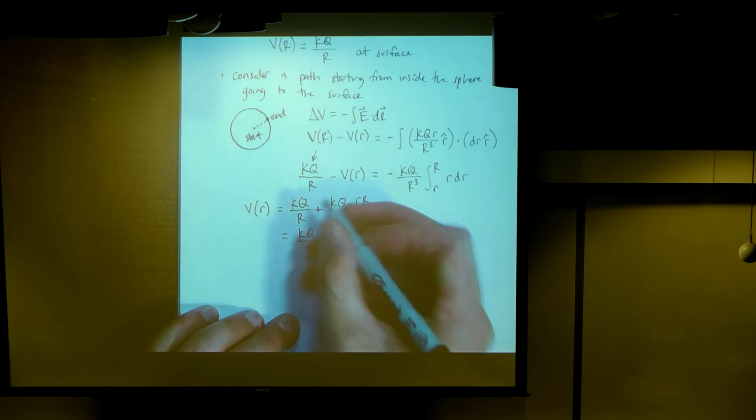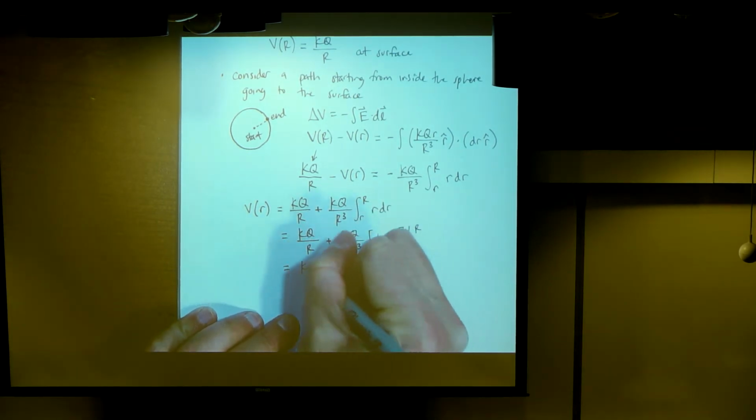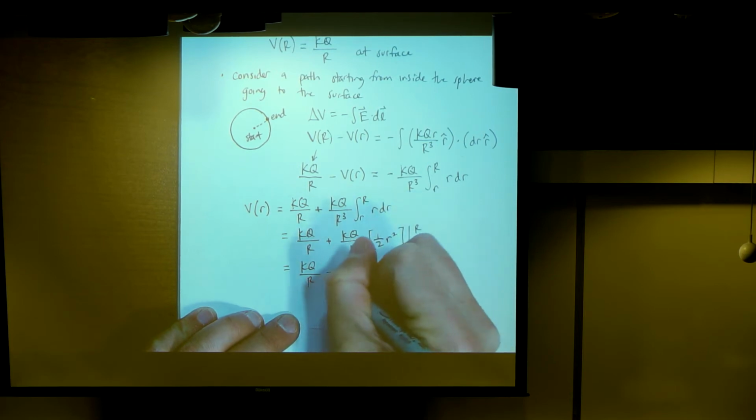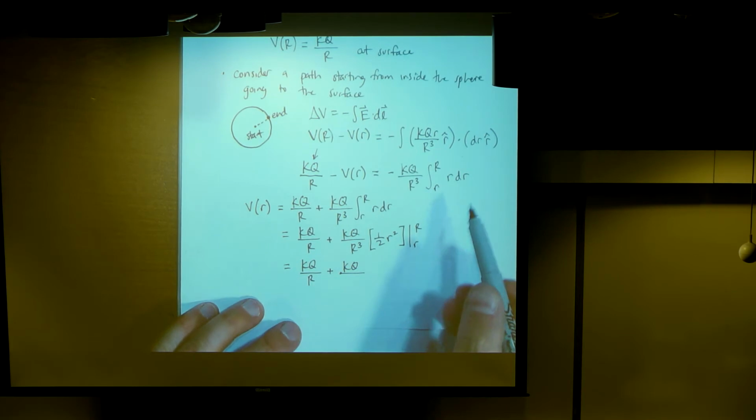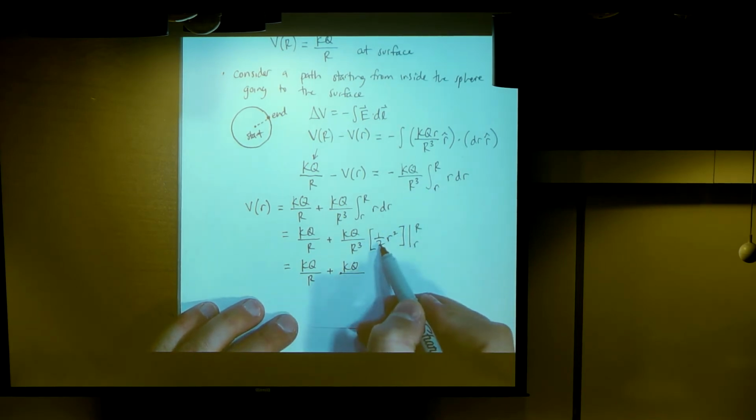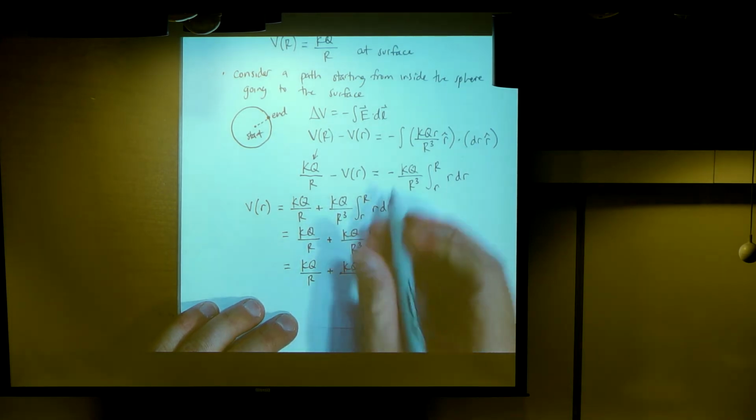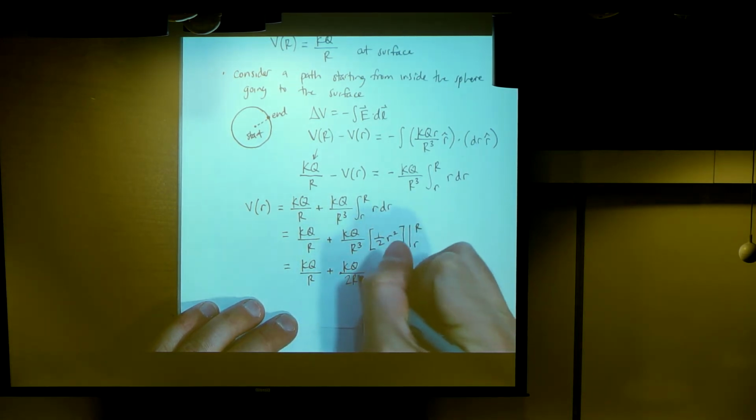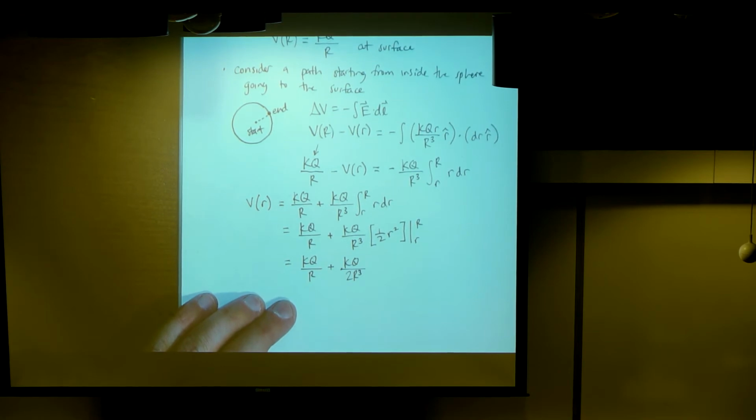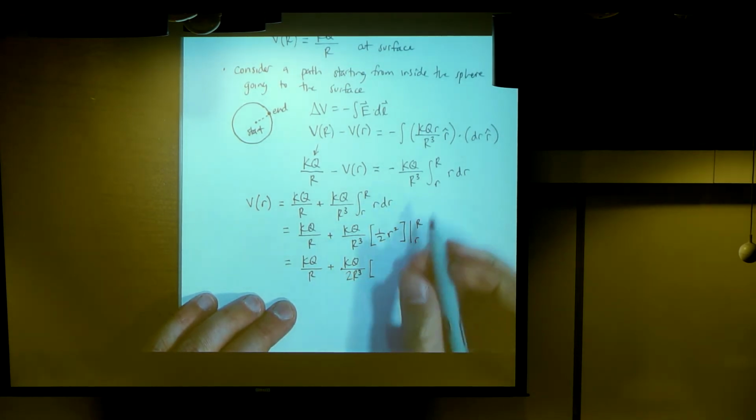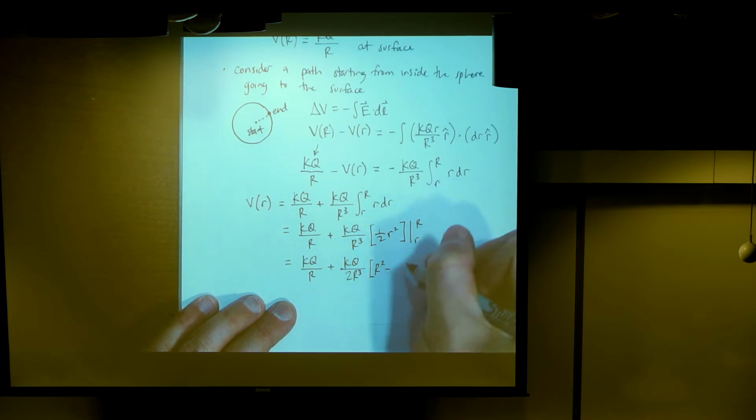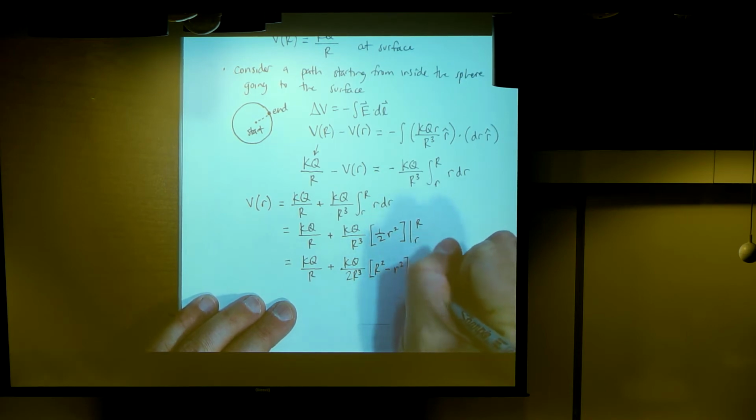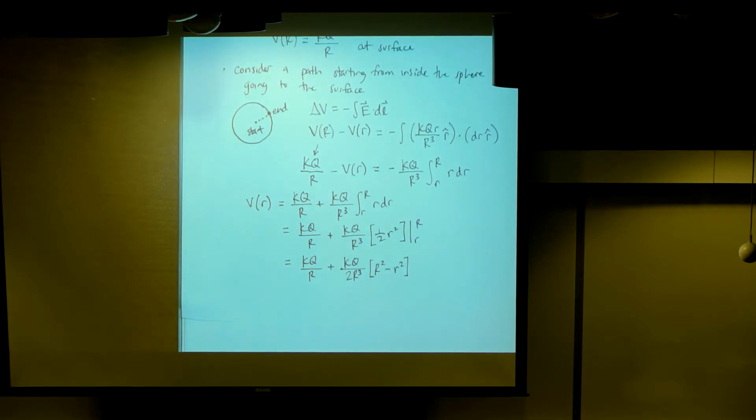Okay, so let's see what we have. We have KQ divided by big R, KQ. So here's what I'm going to do with this. I'm going to put the 2 that I get from integration, I'm just going to put it with the R cubed. So we have 2R cubed on the bottom, okay? And then when I plug in the top limit, I have big R squared minus little r squared when I plug in the bottom limit. Good with that?